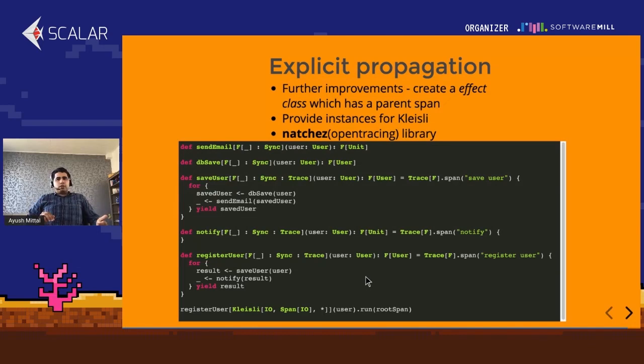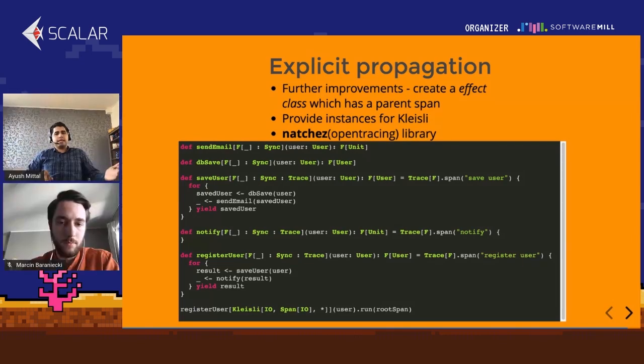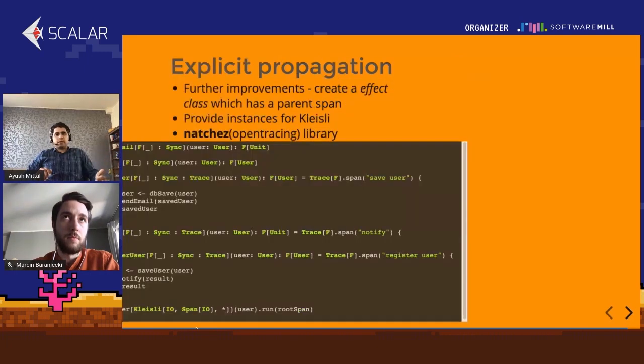If I rewrite my code using this, then I get a code base like this. It provides a trace type class, and that trace type class allows you to create spans. And there is a Kleisli implementation, or a Kleisli instance, for the trace type class. And at the end, I can call this register user method, and I can pass the Kleisli and run it. So this is one next step to making your code better, even though you are doing explicit propagation.